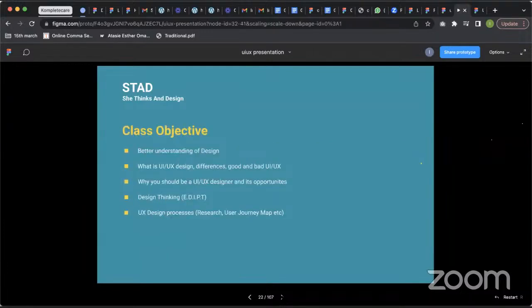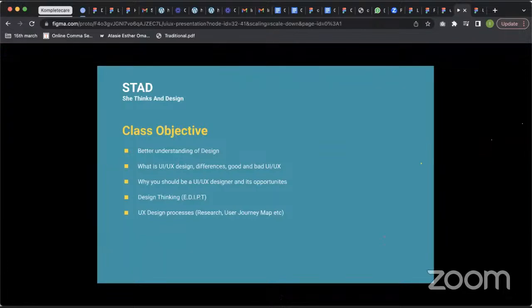All right. So we're going to be looking at UI UX design. And when I had the understanding of UI UX design, my life changed. Everything I look at, all I think about is, okay, how do people see this? How can I make this better?